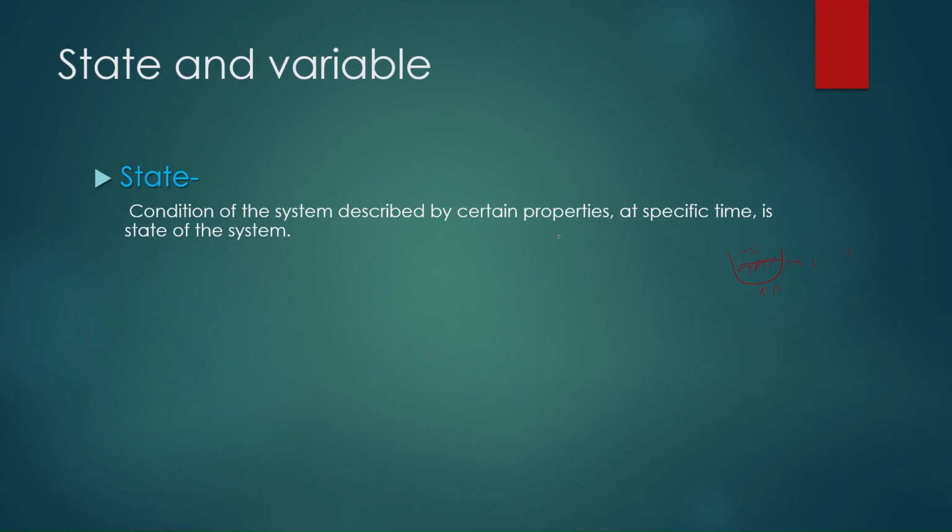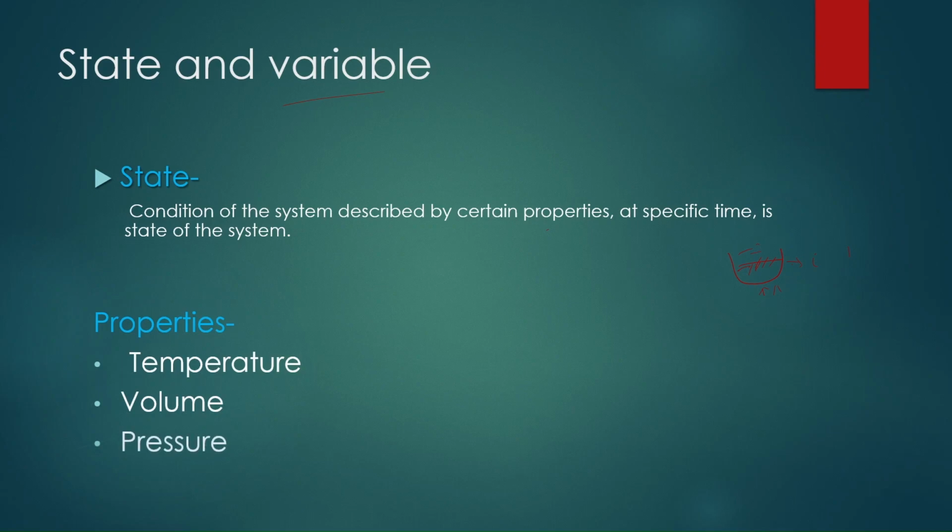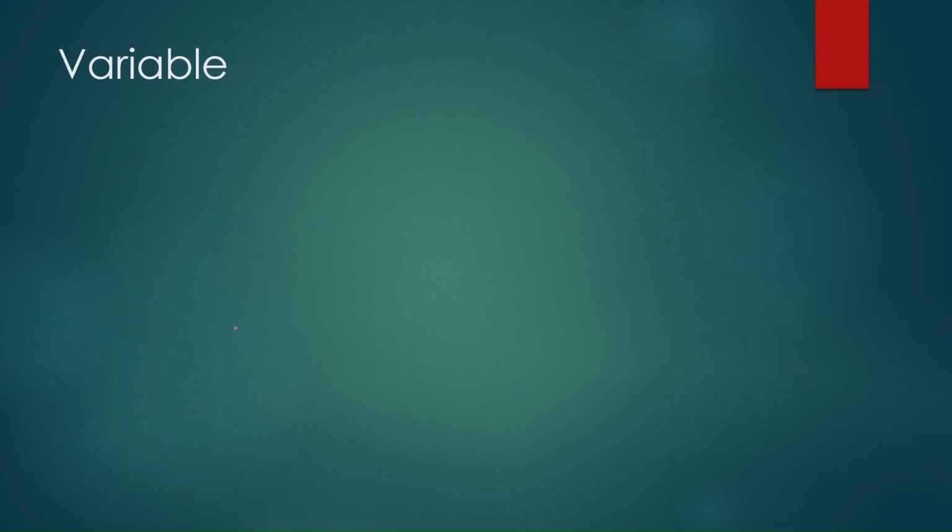So these things are called the state. The state is dependent on those properties, and we call these properties variables. Let's understand these properties in which we can describe the state. They can be temperature, volume, pressure, energies, and some more things. These properties are called variables too.